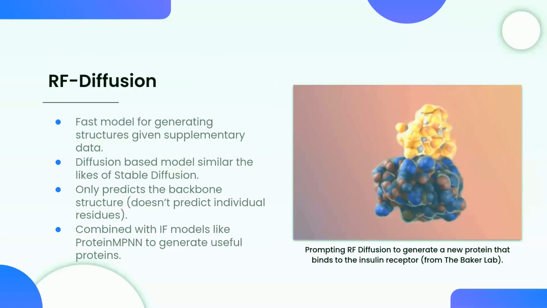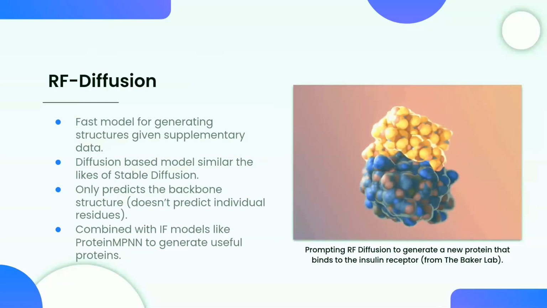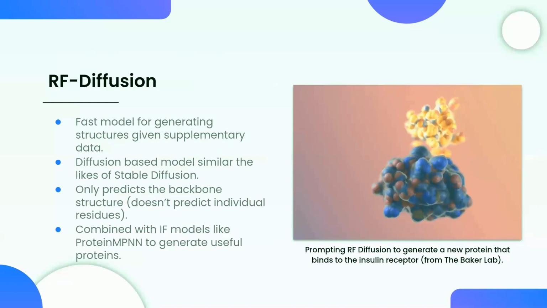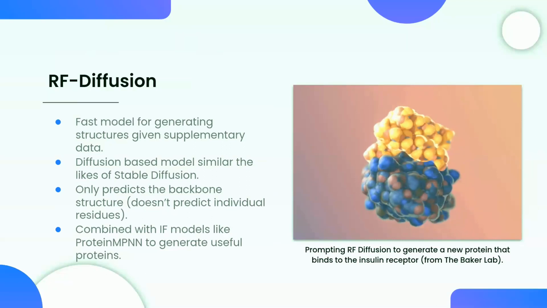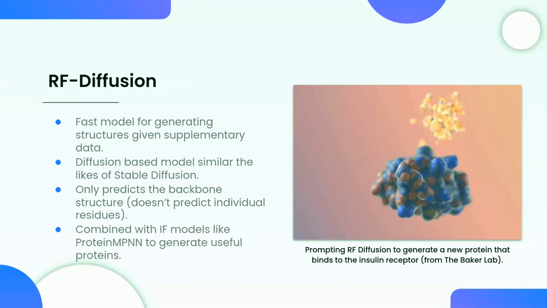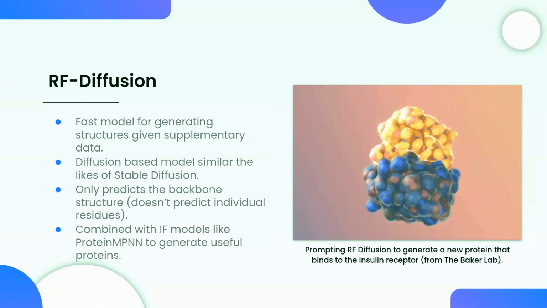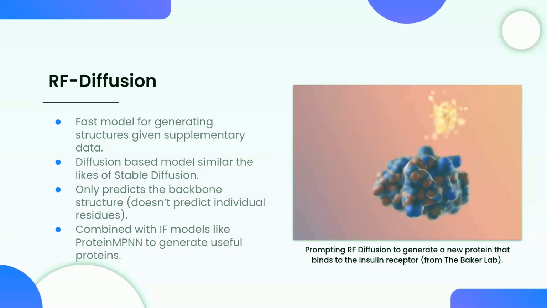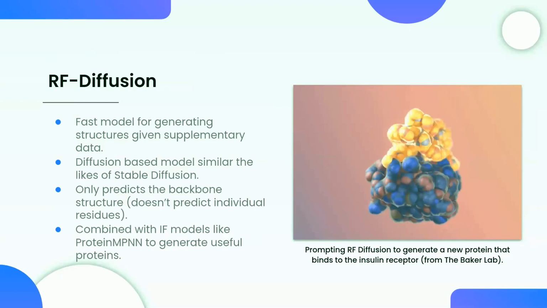Next up is RF diffusion. So I'm sure a lot of us have heard of RF diffusion. It's a very fast model for generating structures given some kind of supplementary information. And it's a diffusion-based model similar to the likes of stable diffusion. So it works in a similar kind of way.